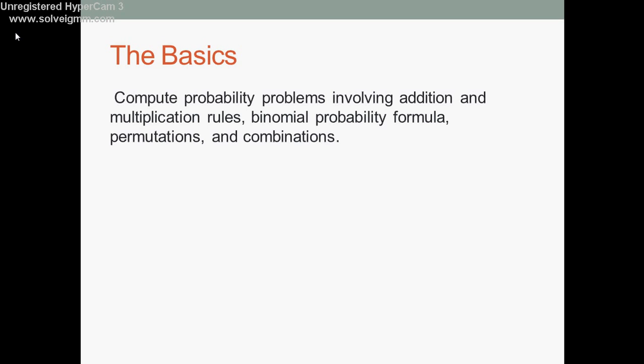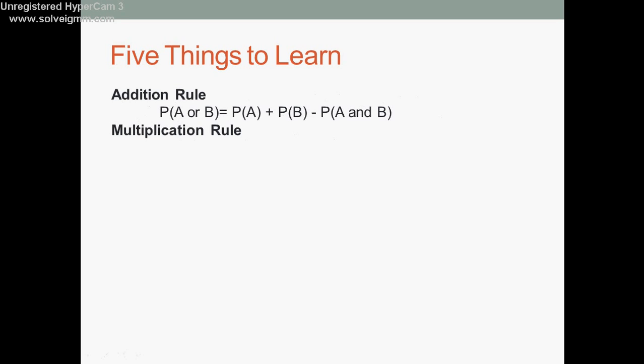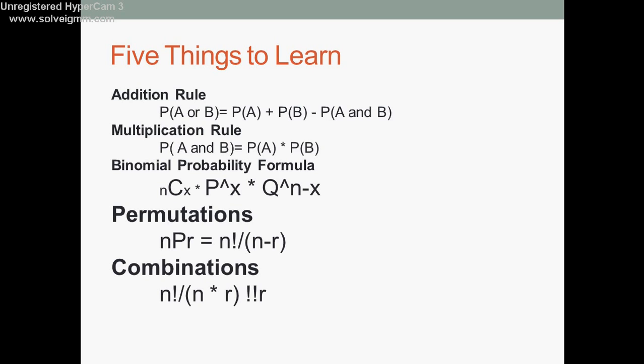The basics to this Performance Standard is to compute the probability problems involving addition and multiplication rules, binomial probability formula, permutations, and combinations. There are 5 things to learn in this Performance Standard: the addition rule, the multiplication rule, the binomial probability formula, permutations, and combinations. The most important ones to learn are the addition rule, the multiplication rule, and the binomial probability formula.